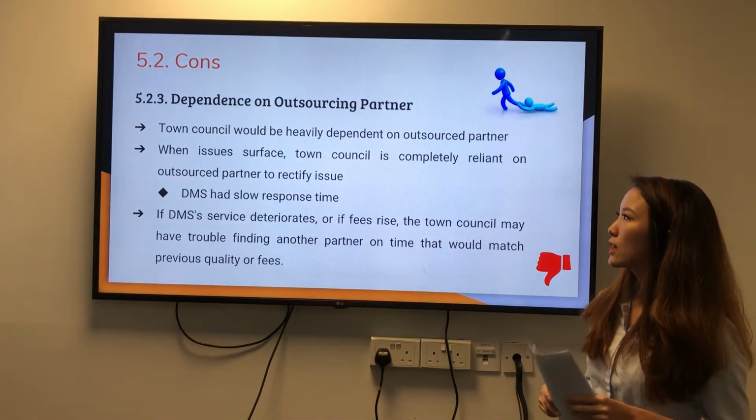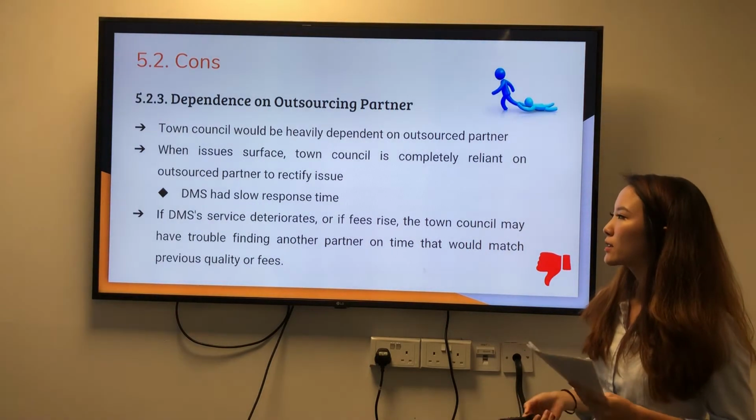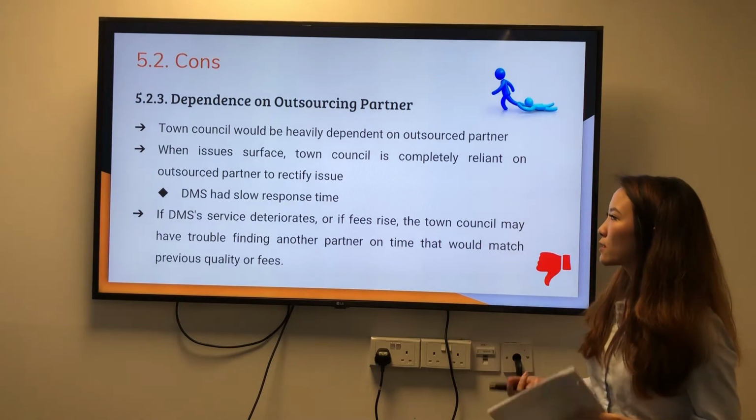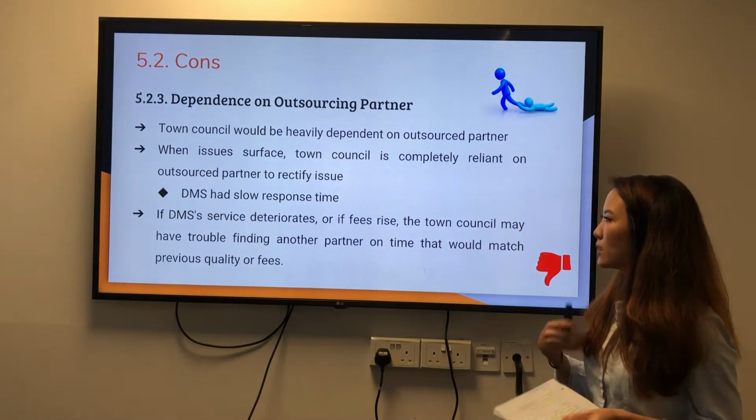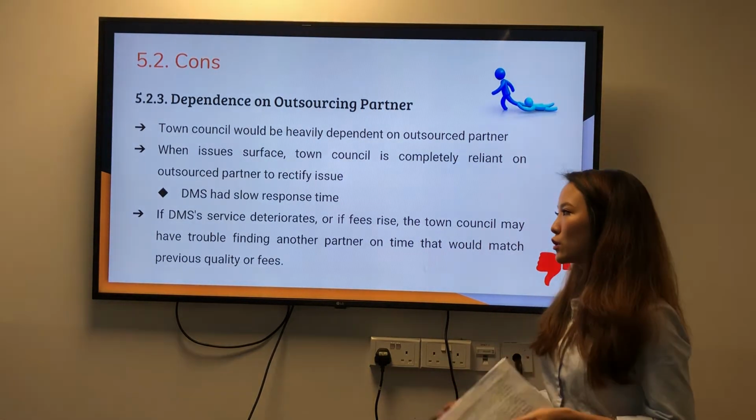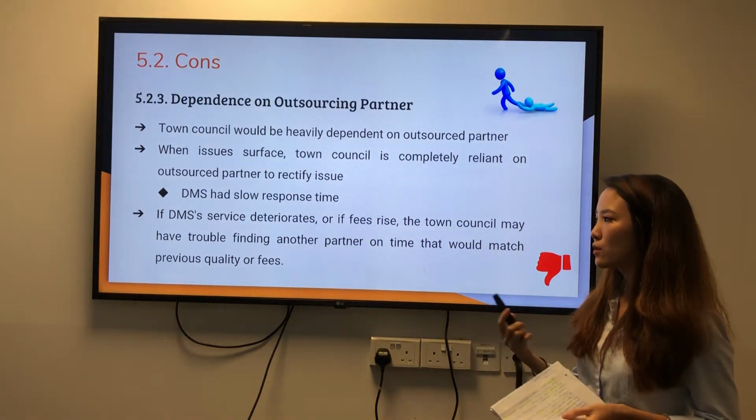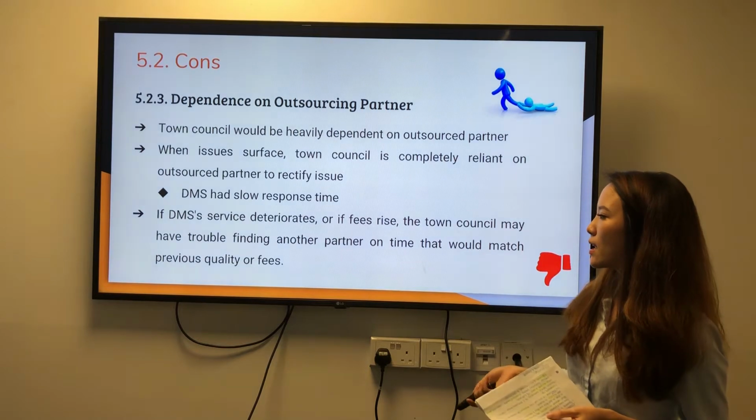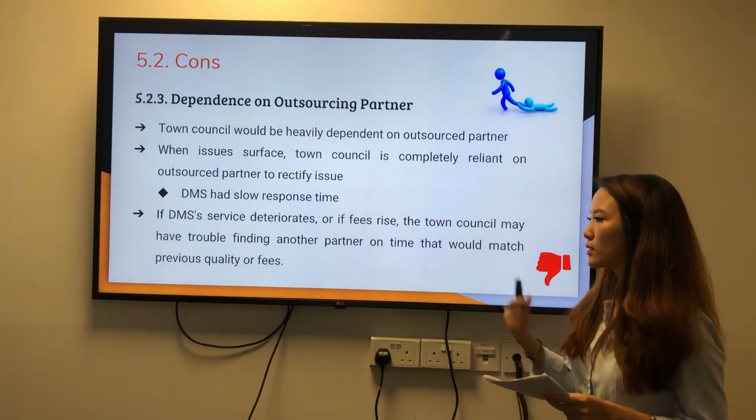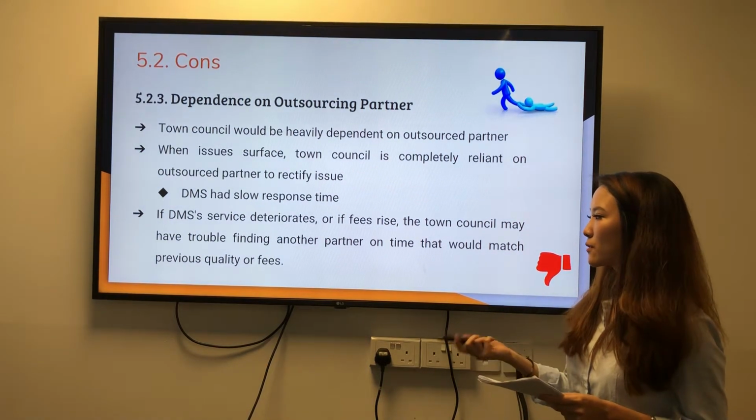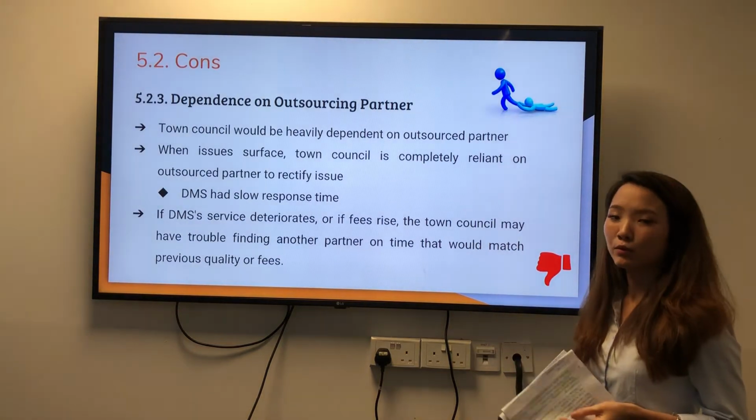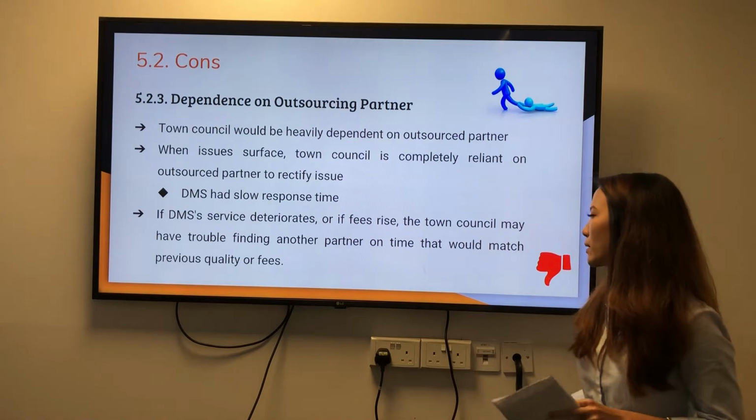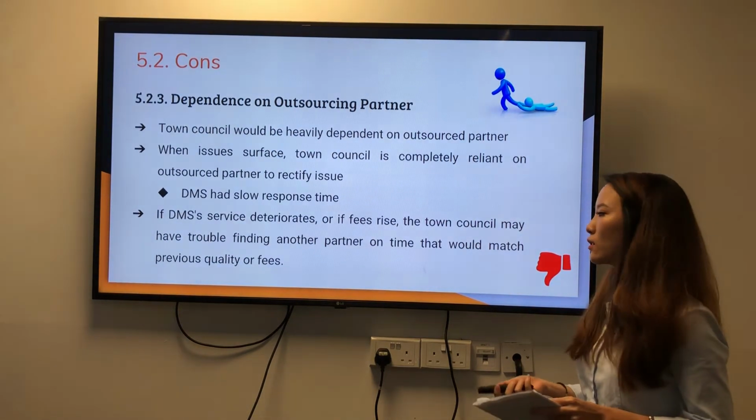Next will be dependence on the outsourcing partner. In this case, the town council will be heavily dependent on the outsourcing partner, and when issues surface, the town council is completely reliant on them to rectify the issue. And in this case, DMS had a slow response time, which led to unsatisfied residents. And alternatively, if the DMS service deteriorates or if the fees were to rise, the town council may have trouble finding another partner on time that would match the previous quality and fees.